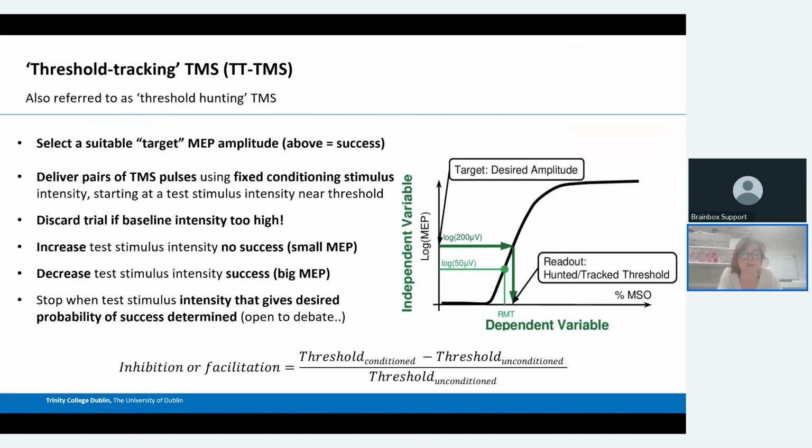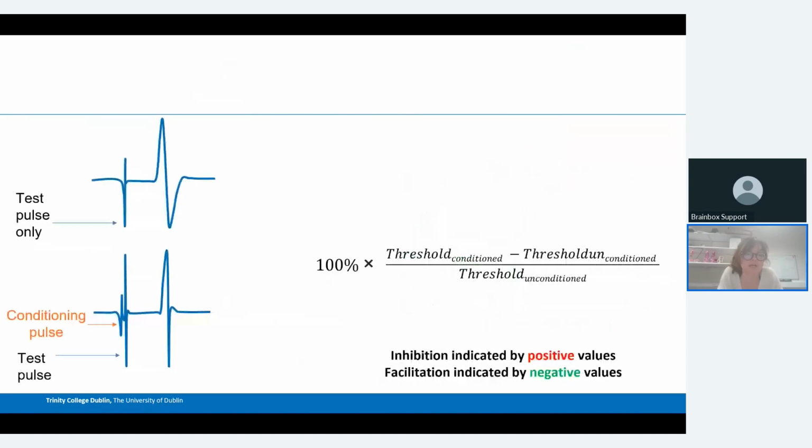So in this case, the way we're going to measure inhibition and facilitation, and therefore the effect of the conditioning stimulus, is a bit different. What we're going to do is look at how the threshold has changed with the conditioning stimulus present versus when it's absent. So if we go back to our data, unlike with the fixed intensity TMS data, the pseudo data I showed you, in this case the motor evoked potentials on average will be the same size because we're keeping the MEP amplitude consistent. But what we're looking at is the change in the stimulation intensity we needed to give in the presence of the conditioning stimulus versus in the absence.